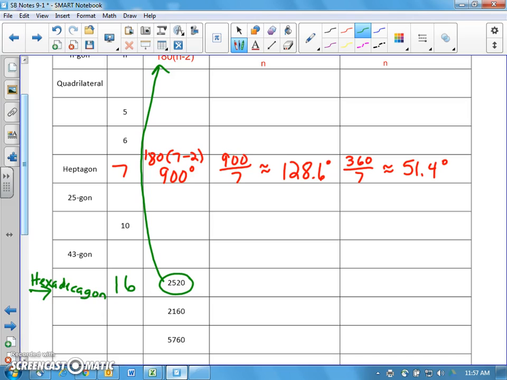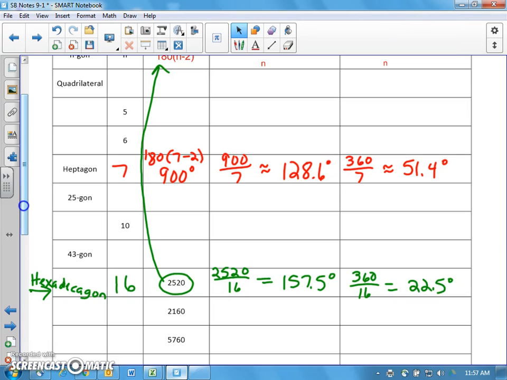Once I know the number of sides, I can use my formulas moving forward. I'm going to take that 180 times n minus 2, which they gave us is 2520, and divide by the number of sides. So this comes out to be 157.5 degrees. For my last column, I can do my 360 divided by 16, and I'm going to get that to be 22.5 degrees. Good? Okay, so let's move on.